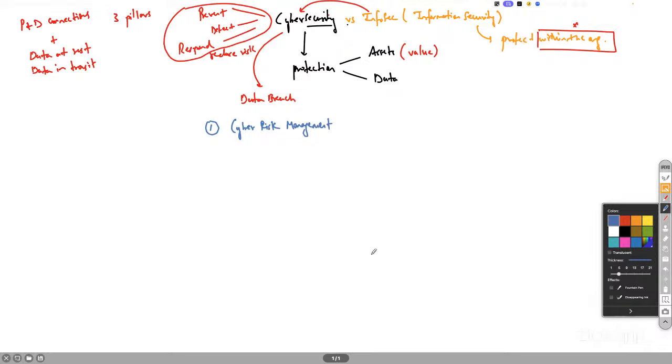Things like, at a very basic level, doing vulnerability assessments or vulnerability scans, and patch management. Classify that as risk management. Second is threat intelligence. Very crucial nowadays. Threat intelligence and information sharing.